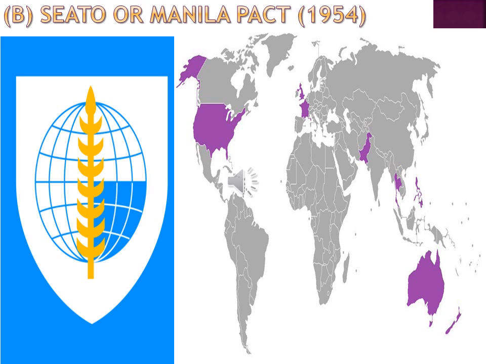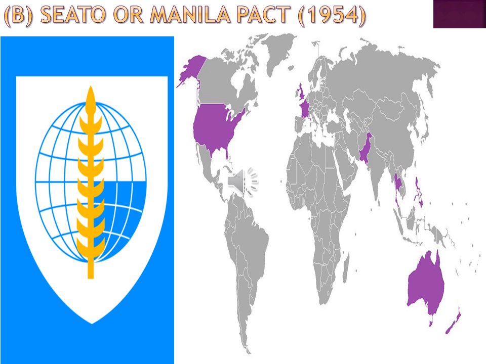Following the signing of the Manila Pact, so Manila is the capital of the Philippines, an agreement was signed in 1954 in Manila. Which countries signed the Manila Pact? America, France, England, New Zealand, Australia, Philippines, Thailand and Pakistan. They signed the Manila Pact and formed SEATO, the Southeast Asia Treaty Organization.